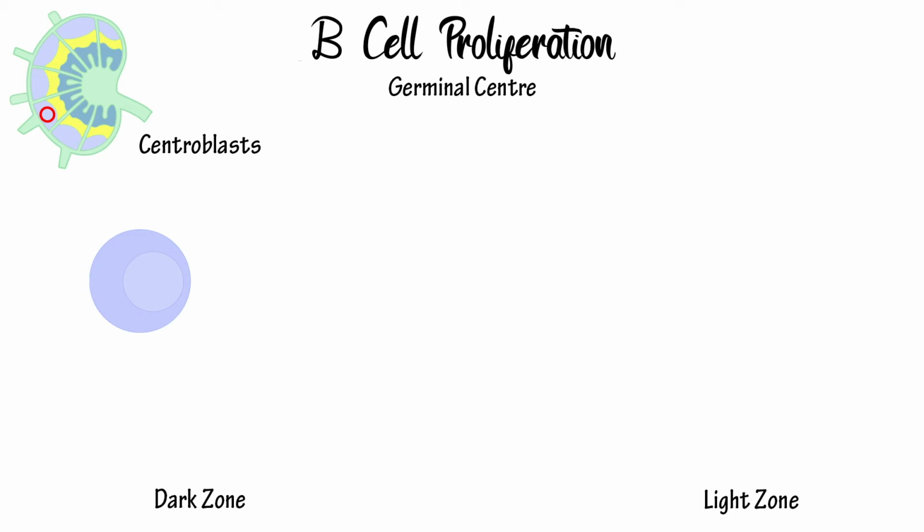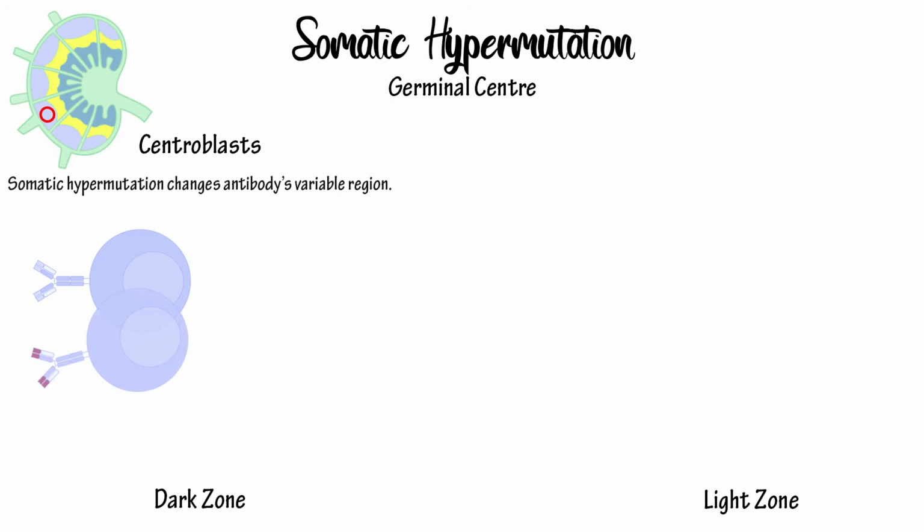In order to create a specific high affinity antibody, the centroblast undergoes two processes while replicating. They are somatic hypermutation and class switching. Somatic hypermutation changes the B cell receptor's variable region. After each replication, the centroblast is mutating and proliferating, producing a slightly different receptor each time. The aim is to increase its affinity to the pathogen.